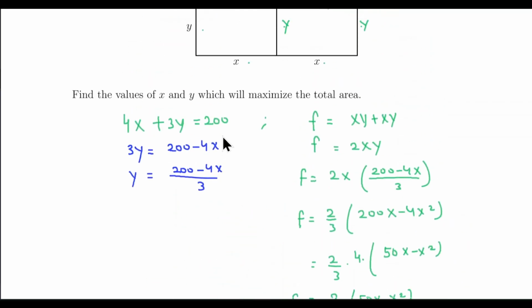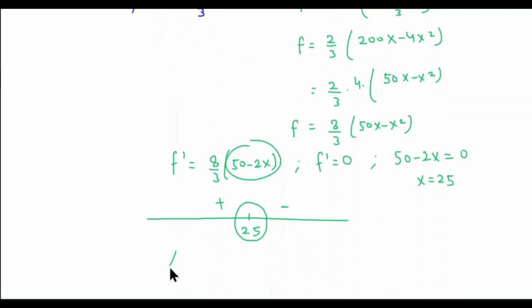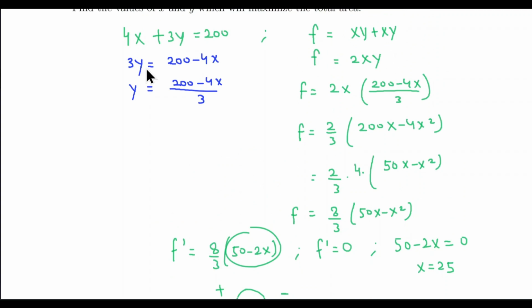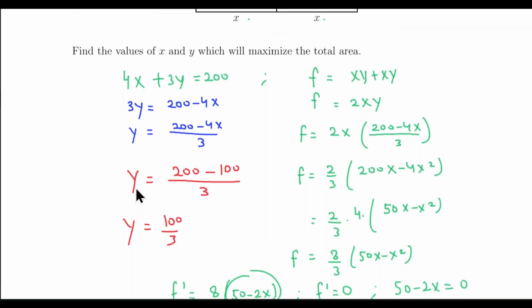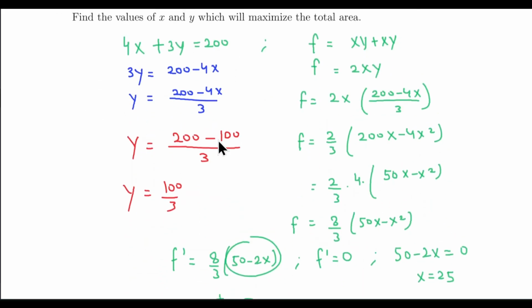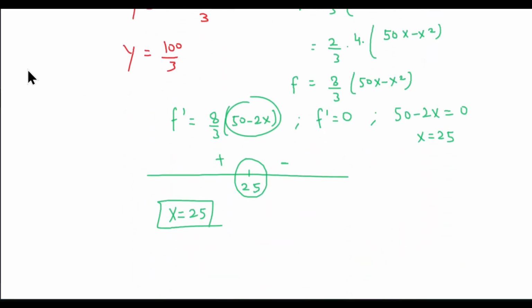What are they asking? Values of x and y. Great. I have x as 25 over here. And then what is y? Y is just plug in 25 over here. So 200 minus 25 times 4 is 100 over 3. So that's 100 over 3 feet. So these are the dimensions, guys. X is 25 feet and y is 100 over 3 feet. That's our answer.